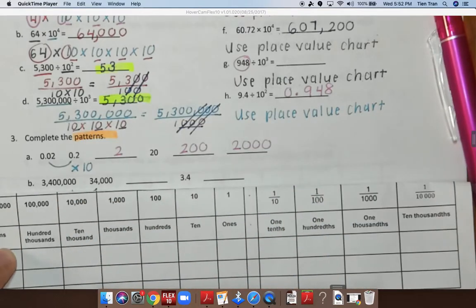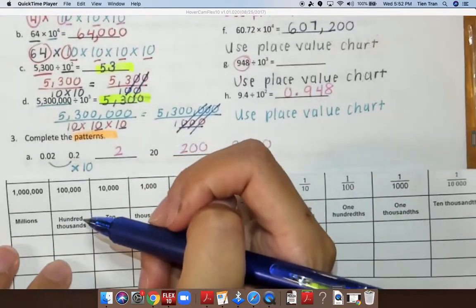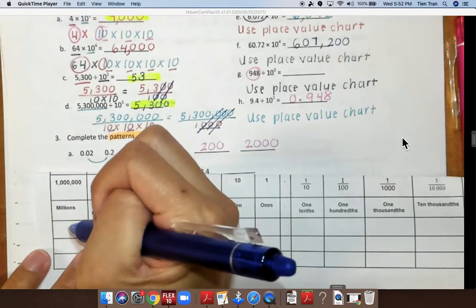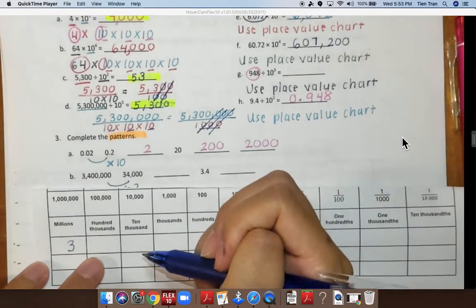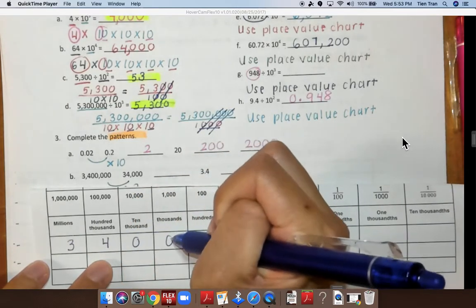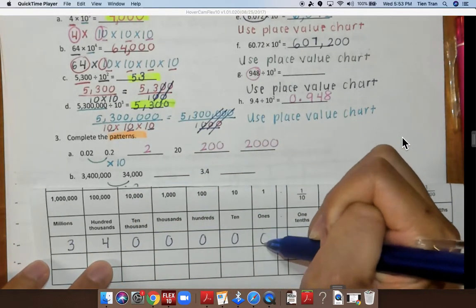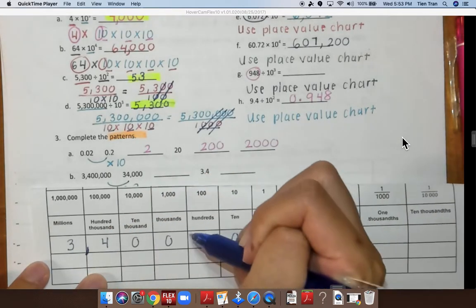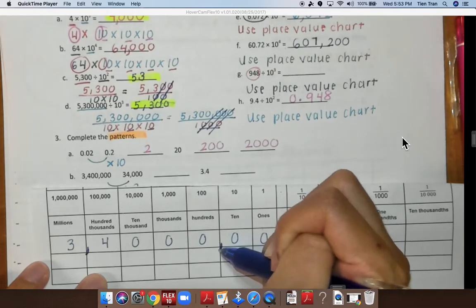3,400,000. So I'm going to write that number down. I actually have a million space, which is rare. Okay, so 3,400,000. Okay, and from 3,400,000, if it helps you, if you need to put your commas, then you can.